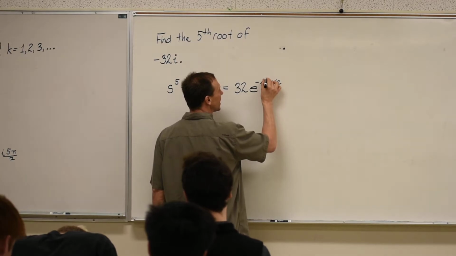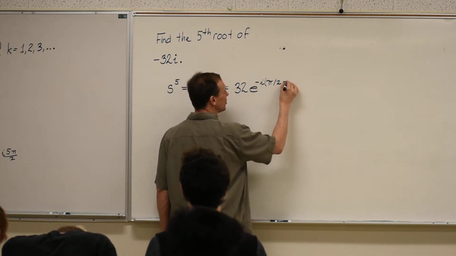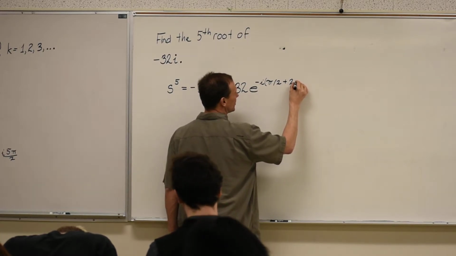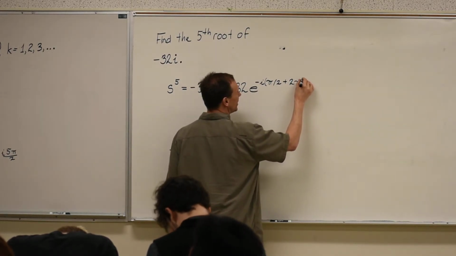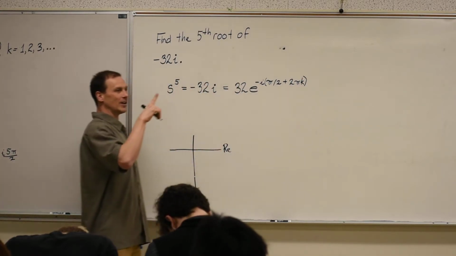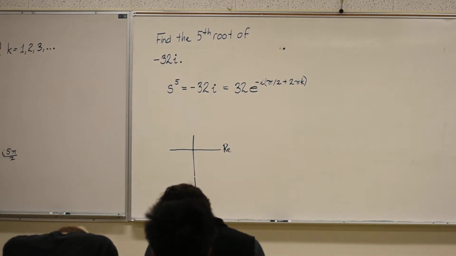So you need to remember to add, in parentheses, plus 2 times pi times k, meaning the number of trips around the circle that you want to take to keep ending up at the same place.